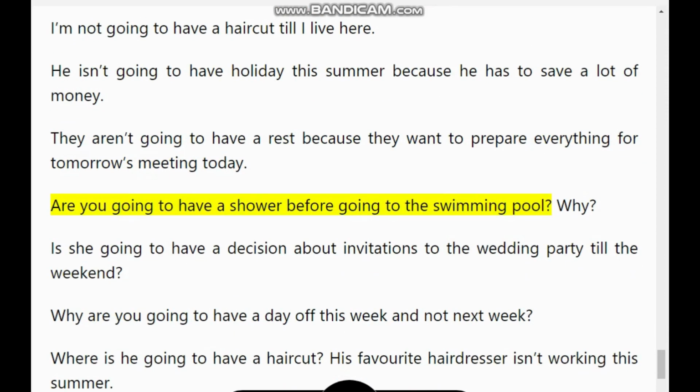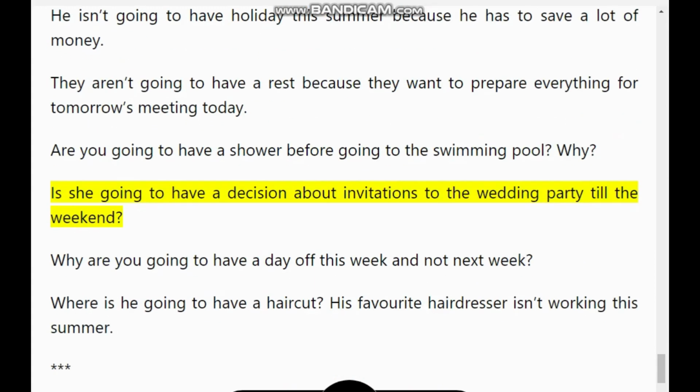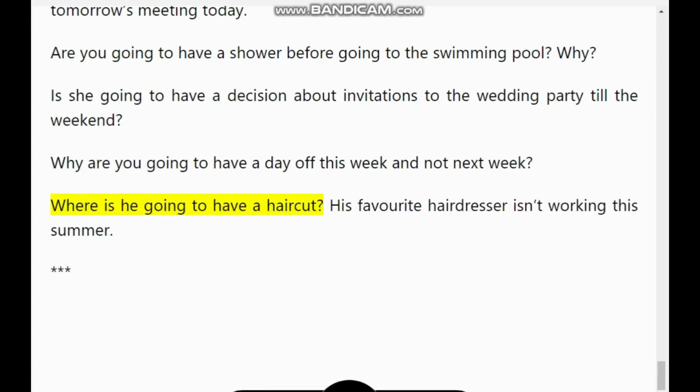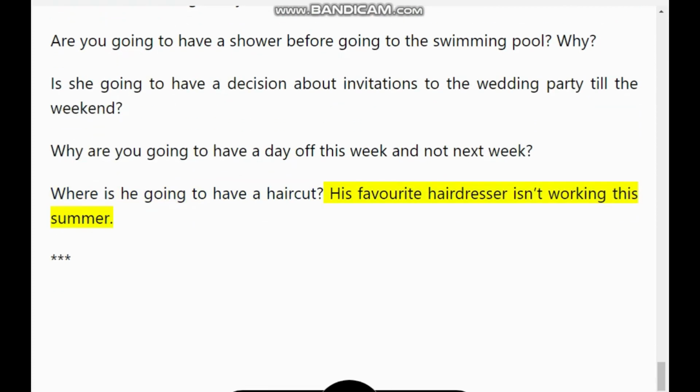Are you going to have a shower before going to the swimming pool? Why? Is she going to have a decision about invitations to the wedding party till the weekend? Why are you going to have a day off this week and not next week? Where is he going to have a haircut? His favorite hairdresser isn't working this summer.